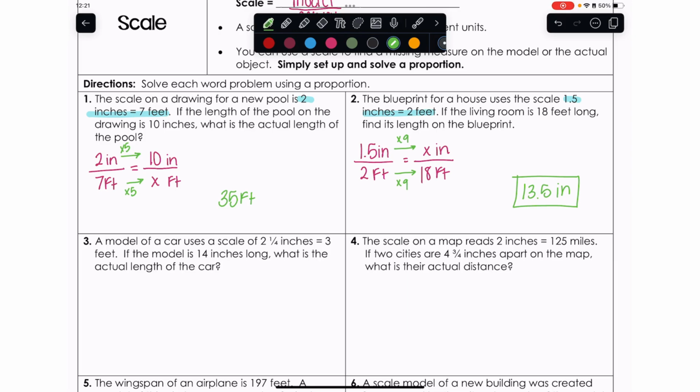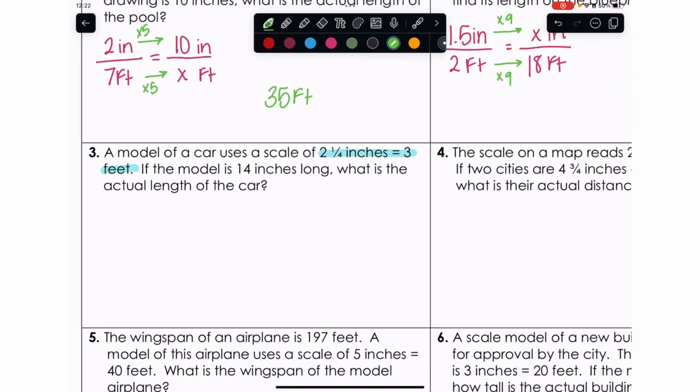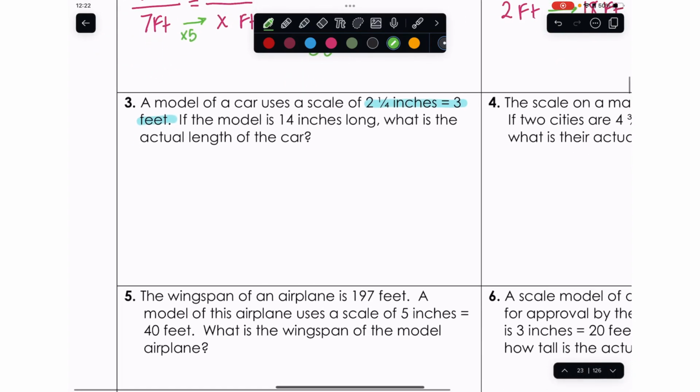Okay, so number 3, a model of a car uses the scale 2 1/4 inches equals 3 feet. If the model is 14 inches long, what is the actual length? So first thing again is locate that scale. So I'm not even caring about what the other numbers are. I just want to find the scale. So the scale is 2 1/4.